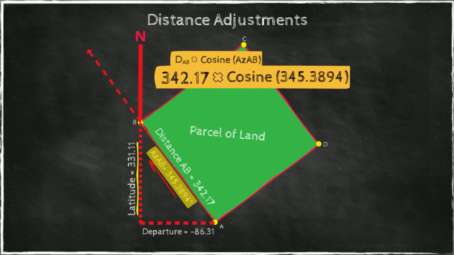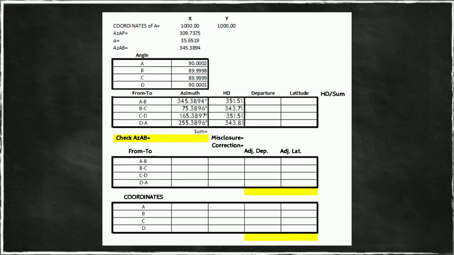The fact that you're using azimuths will switch your trigonometry. Sines become cosines and cosines become sines. Be very careful with that. And this is reflected in our table. So here we have used this horizontal distance and this azimuth to calculate our departure and our latitude. And we've done that for our line AB. And we have repeated that for our lines BC, CD, and DA to come back to A.